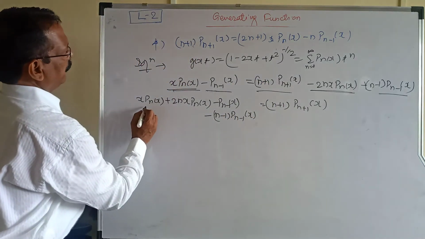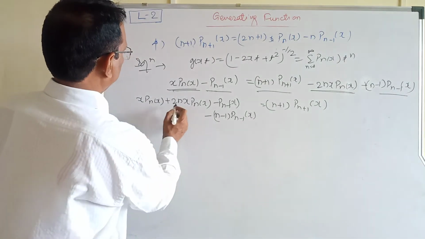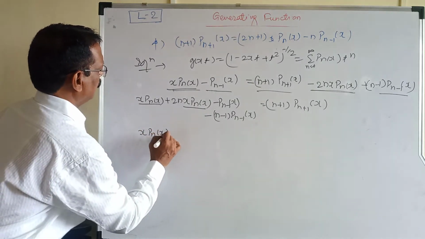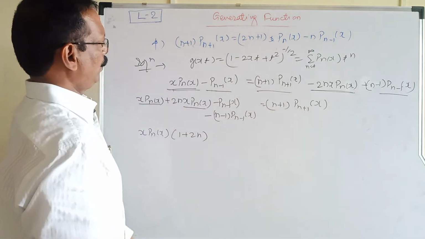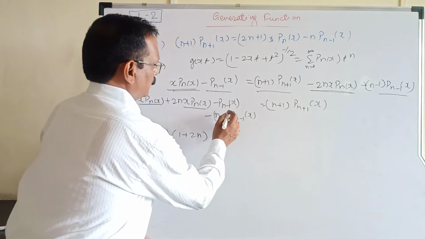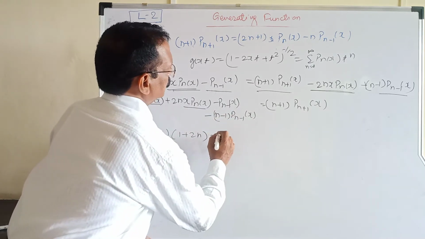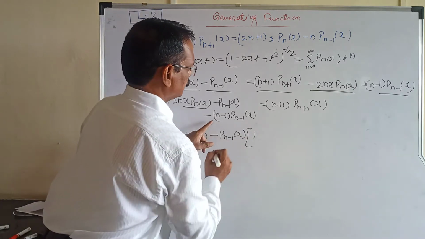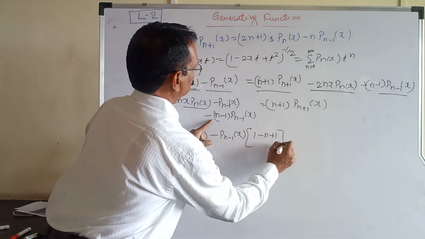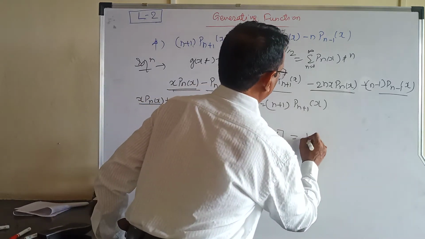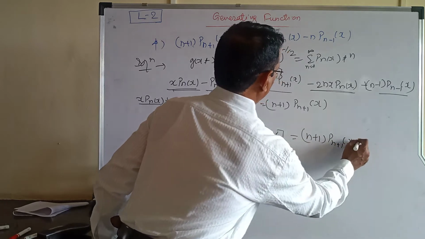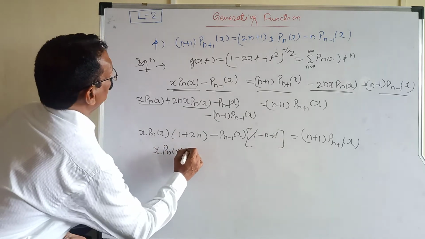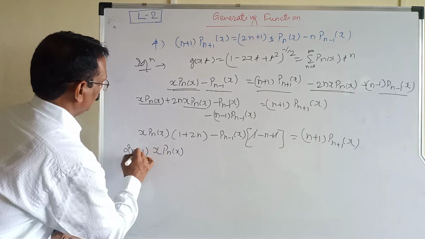So remember here, x into Pn of x. Take common, we get x into Pn of x, remaining 1 plus 2n, it is correct, or 2n plus 1. Now remaining minus Pn minus 1, so take common minus Pn minus 1 of x. What is the bracketed term here? 1 minus n plus 1. So this 1 gets cancelled. The right hand side is n plus 1, Pn plus 1 of x, as it is here. So this term becomes plus. So we can write x into Pn of x into 2n plus 1, we are writing in this form here.